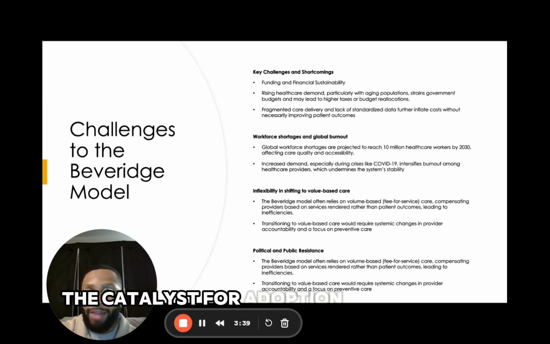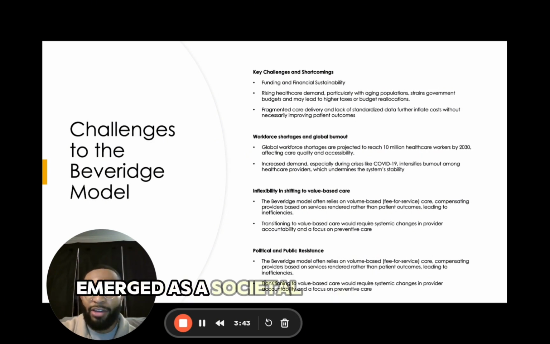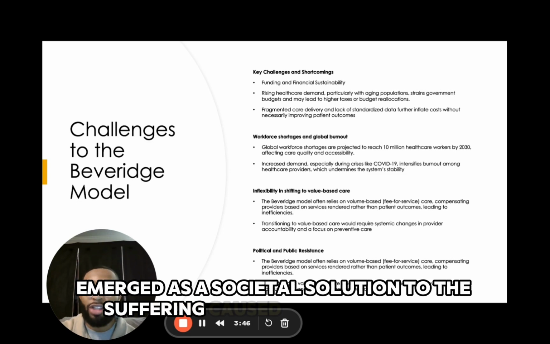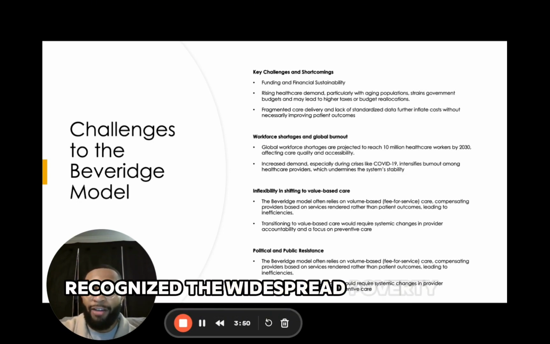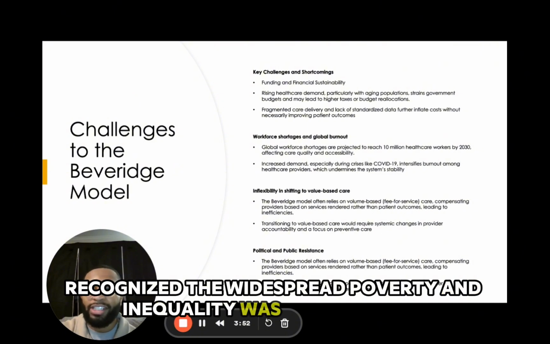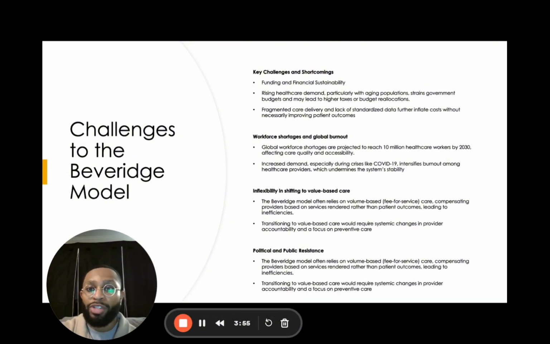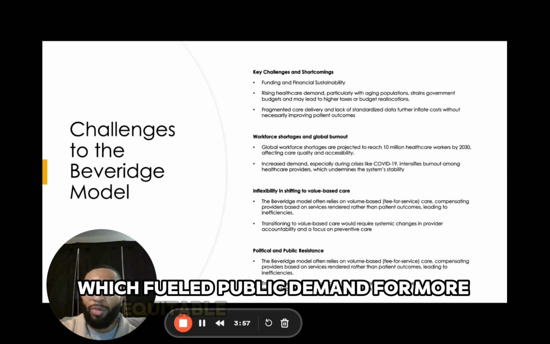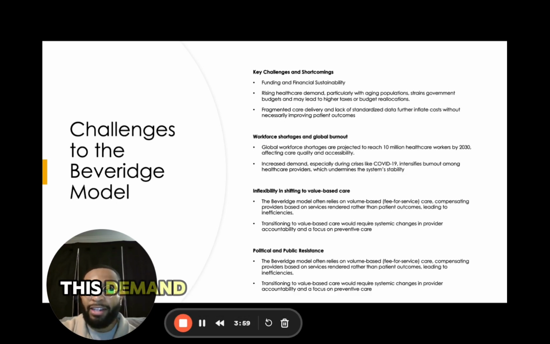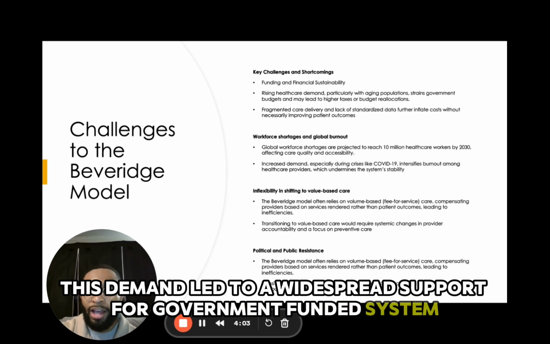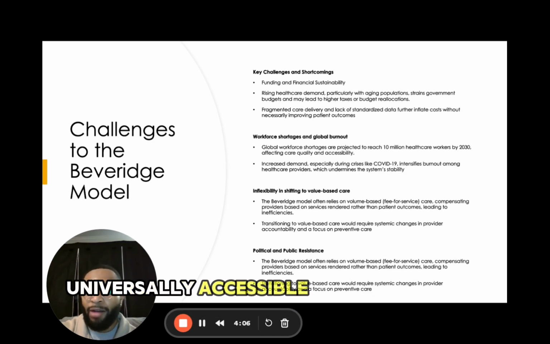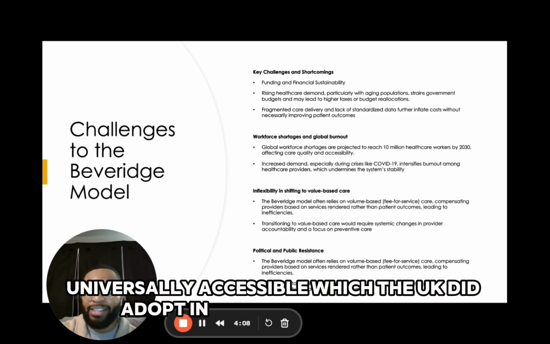The catalyst for adoption: the Beveridge model emerged as a societal solution to the suffering caused by World War II. Post-World War Britain recognized that widespread poverty and inequality were exacerbating health disparities, which fueled public demand for a more equitable healthcare system. This demand led to widespread support for a government-funded, universally accessible system, which the UK did adopt in 1948 through the NHS.